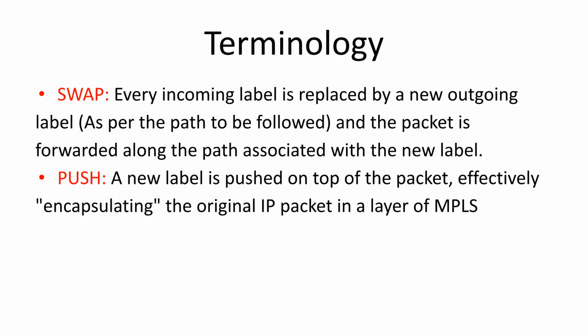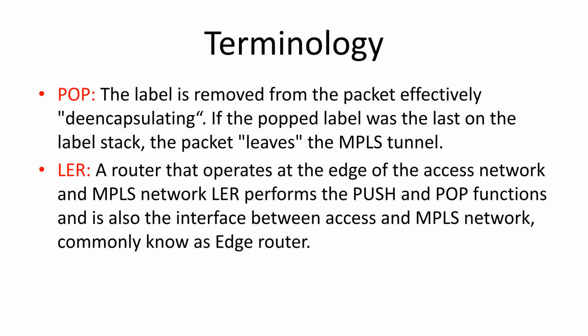Swap is the action of replacing an incoming label with a new outgoing label, forwarding the packet along the new path. Push is when a new label is added to the top of the packet, encapsulating the original IP packet in an MPLS layer. POP is the removal of a label from a packet. If the last label is popped, the packet leaves the MPLS tunnel.